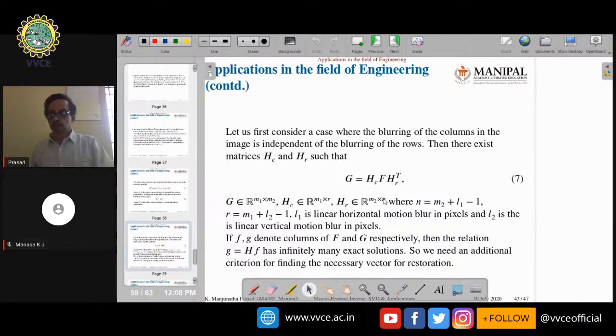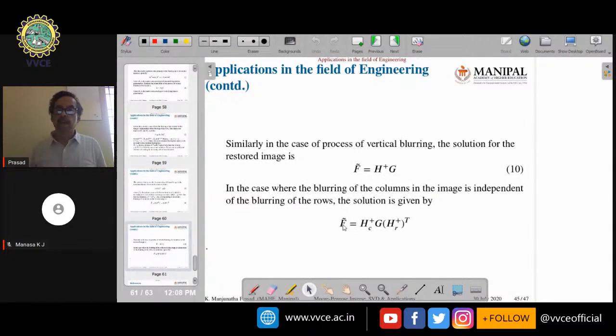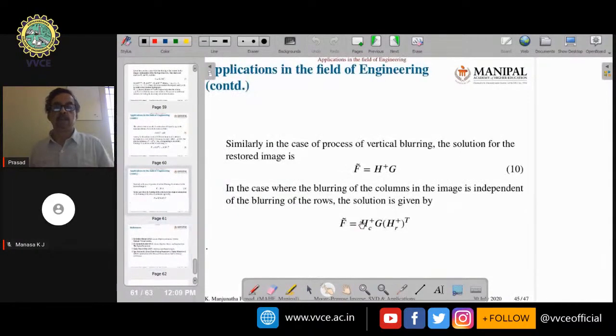I'm not going to describe these things, and I'll give you the solution that is given for F. We cannot achieve F exactly, but one close to that can be achieved by using the Moore-Penrose inverse of this HC into this G. G is the one that we have, the blurred image, into the Moore-Penrose inverse of HR transpose. So here we get the best possible image, very close to the original one. Yes, so these are the applications that I wanted to mention.